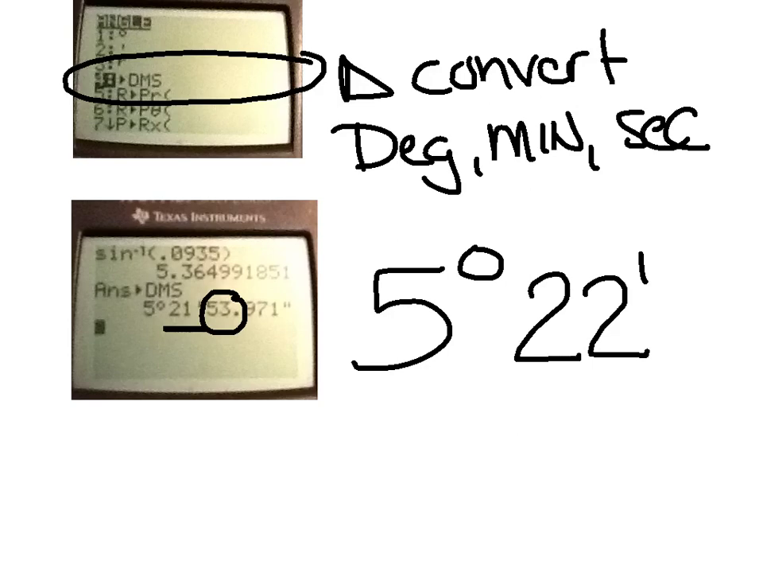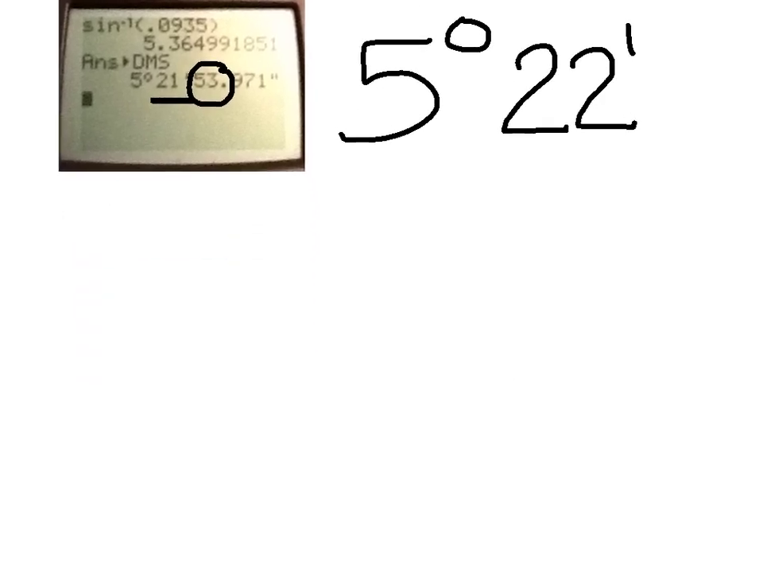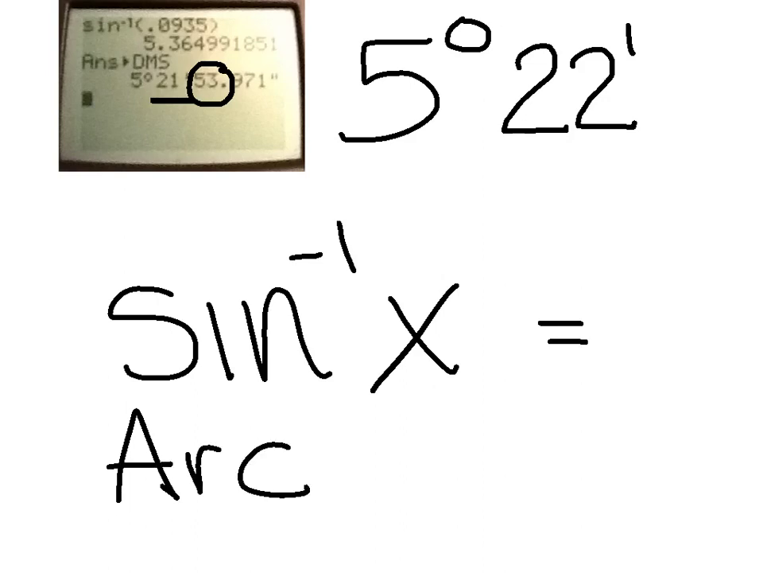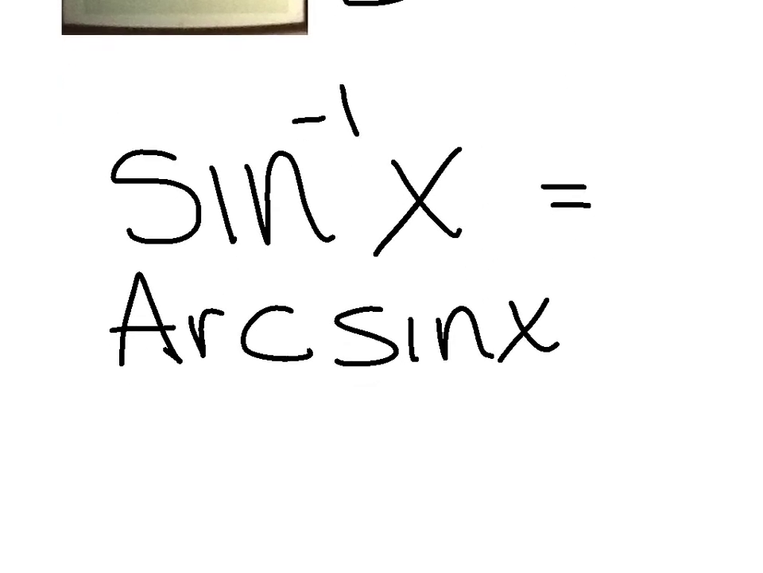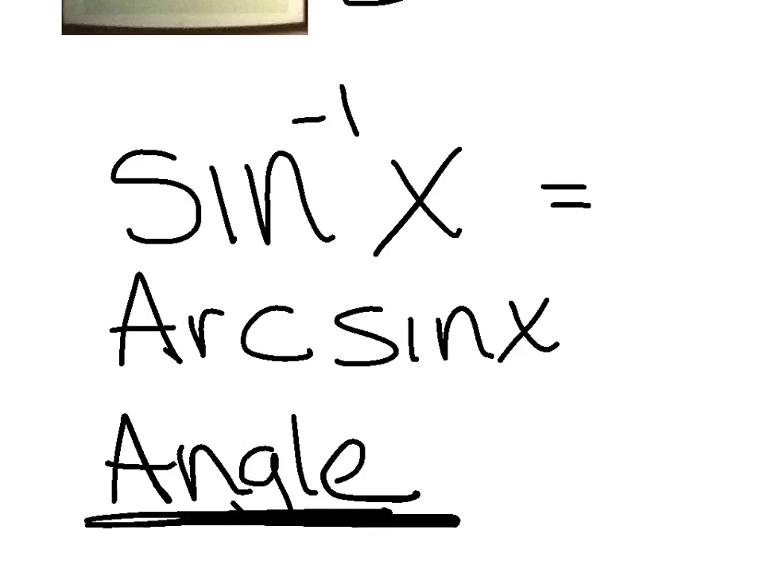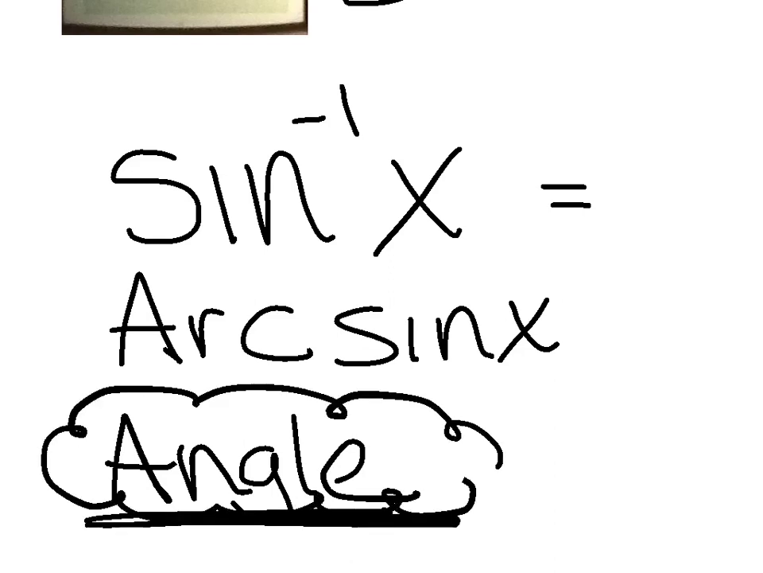Okay. Well, I think that covers all we need to know for inverse trig as of today. I just want to reiterate, sine inverse of x means the same thing as saying arcsine of x. In both instances, you are finding the inverse. And basically what that means is you are finding the angle. So when you take the inverse, the whole key is that you are looking for the angle.